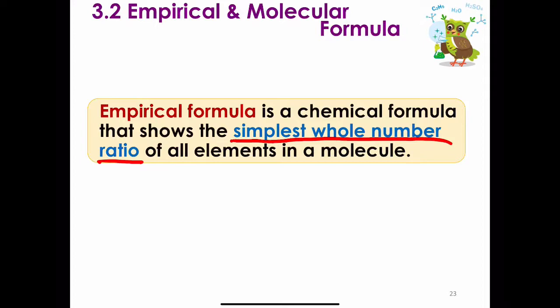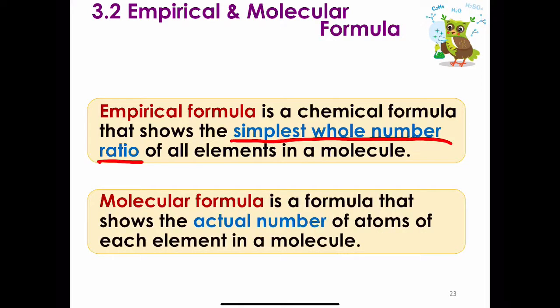Okay, and then next kita pergi kepada molecular formula. Molecular formula is a formula that shows the actual number of atoms of each element in a molecule. Okay, so kalau tadi empirical formula, it shows the simplest whole number ratio between atom yang ada, between elements yang ada dalam molekul tersebut. Tapi untuk molecular formula pula, it shows the actual number of atoms untuk setiap satu elemen tu. So for example, if I give you CH, so CH ni empirical formula ataupun molecular formula.